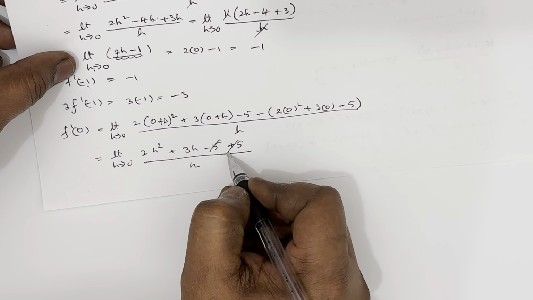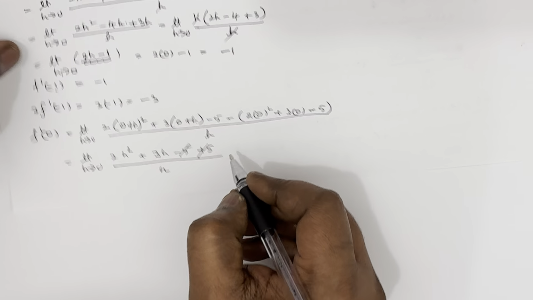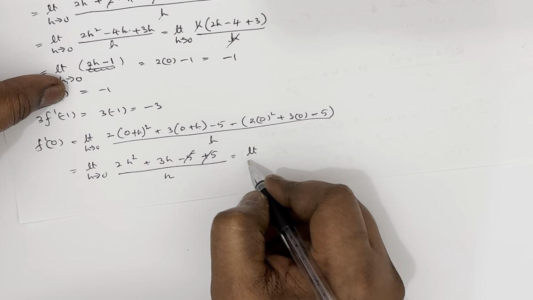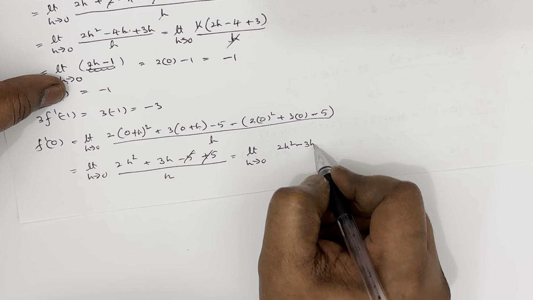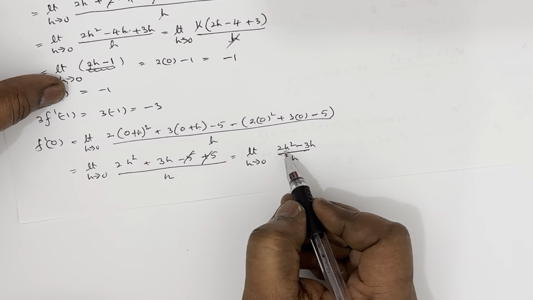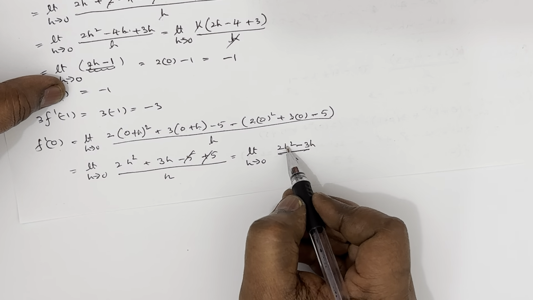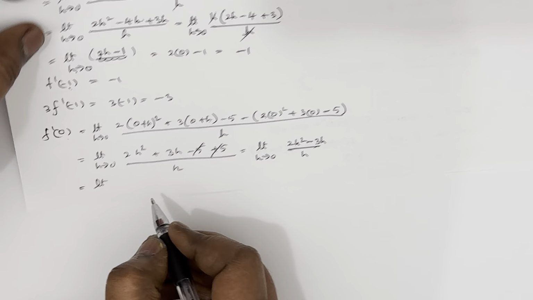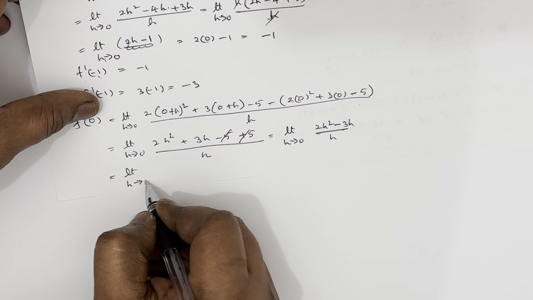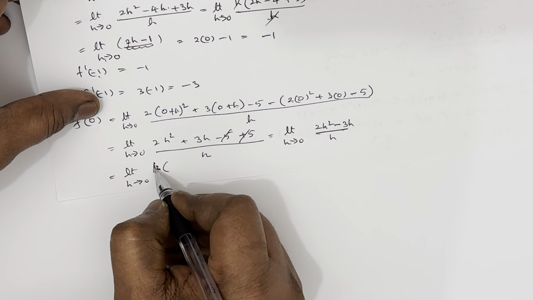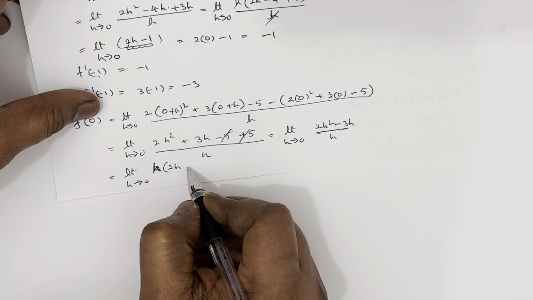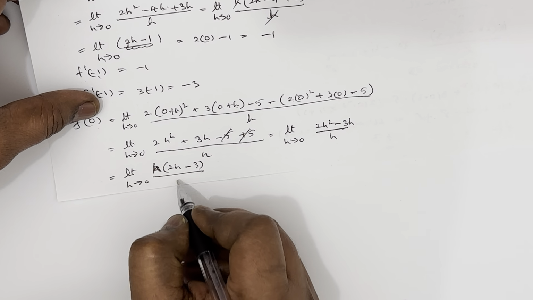Now this will get cancelled. You have limit h tends to 0 of 2h square minus 3h upon h. Now let's take h common from this. So you have limit h tends to 0, h common, so 2h minus 3 upon h.